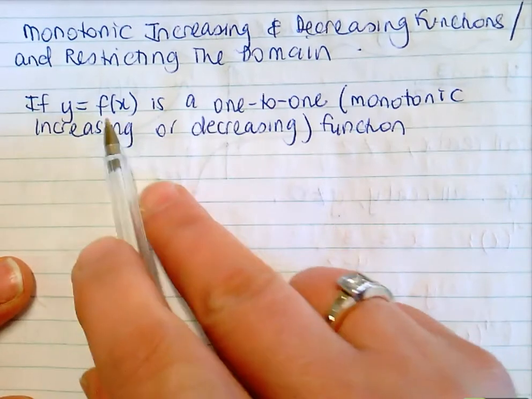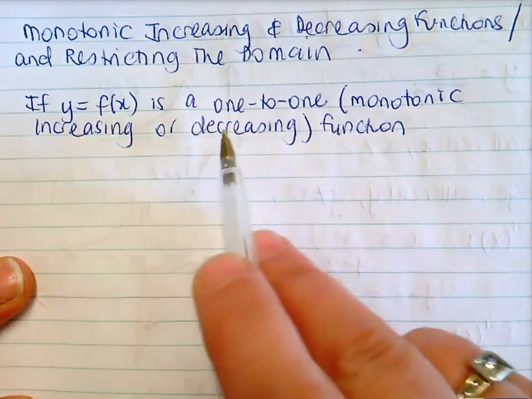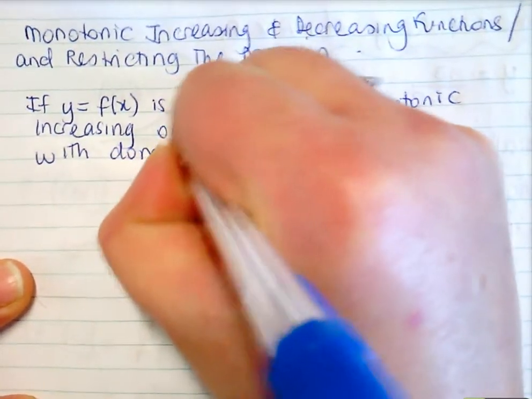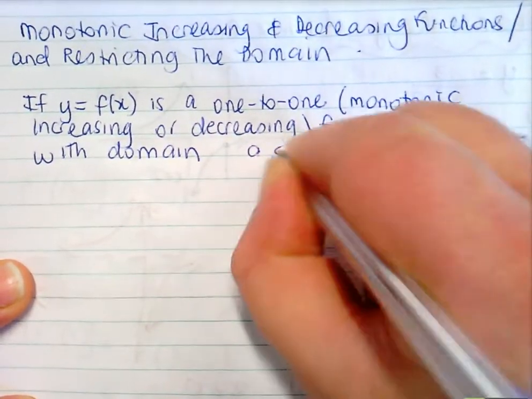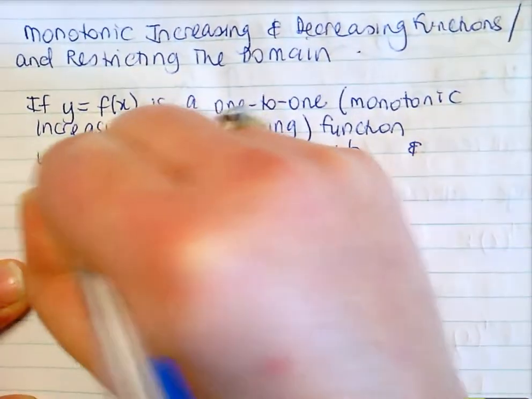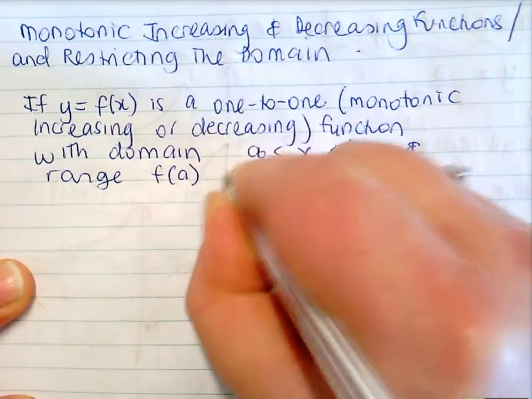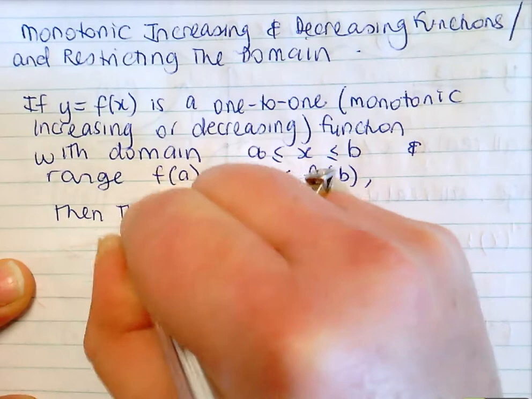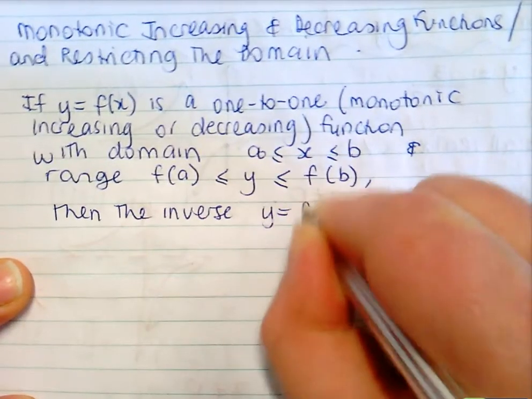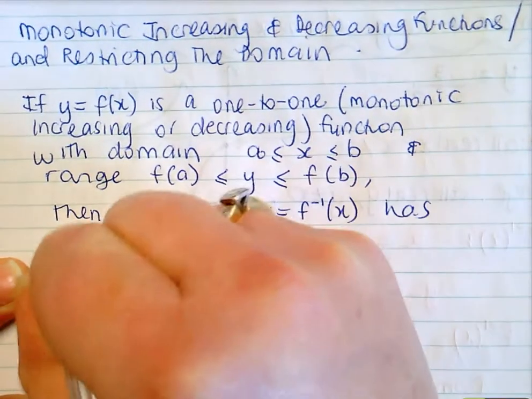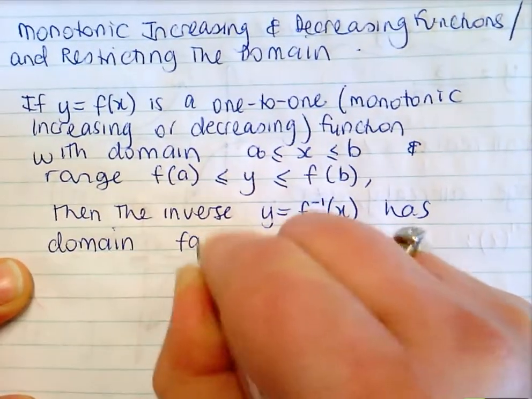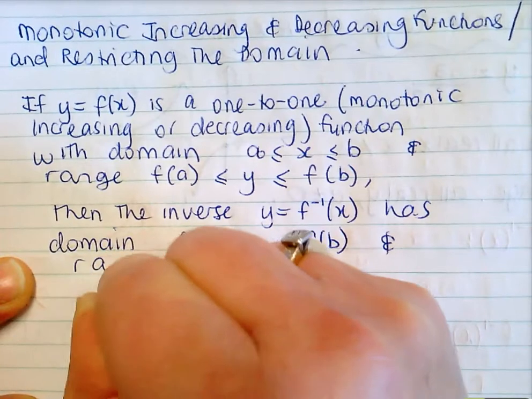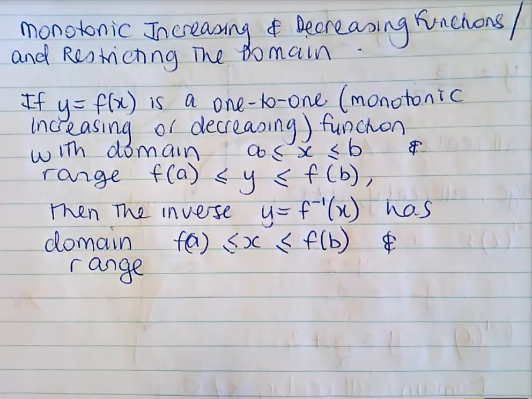So if y equals f(x) is a 1-to-1, monotonic increasing or decreasing function, with domain x lying between a and b, and range y lying between f(a) and f(b), then the inverse function, which is y equals f^-1(x), we already know this, has domain f(a) less than or equal to x less than or equal to f(b), and range. Remember that your y value is your domain, and how do you find y?